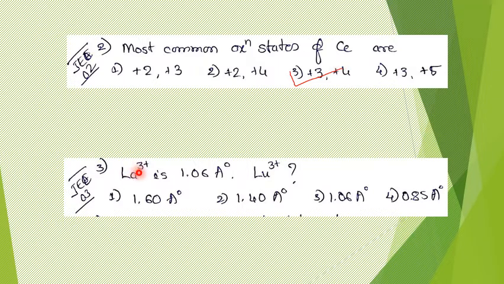Lanthanum 3 plus ion, this is an interesting question. Lanthanum 3 plus ion, its radius is given to be 1.06 angstrom. What is the radius of lutetium 3 plus? In brief, I have written the question. It's also from the JEE examination itself.